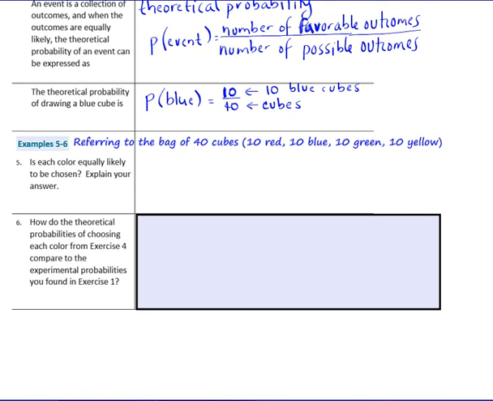Examples 5 and 6. These refer to the bag of 40 cubes: 10 red, 10 blue, 10 green, and 10 yellow. Number 5, is each color equally likely to be chosen? Explain your answer. And number 6, how do the theoretical probabilities of choosing each color from exercise 4 compare to the experimental probabilities you found in exercise 1? Pause the video and complete 5 and 6. Resume the video when you are ready.